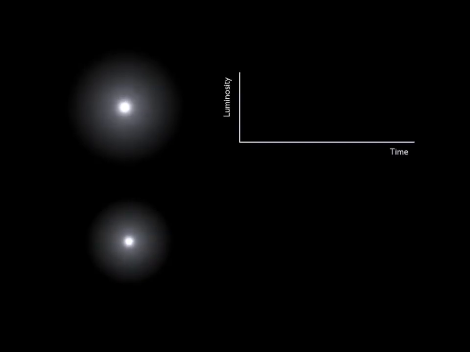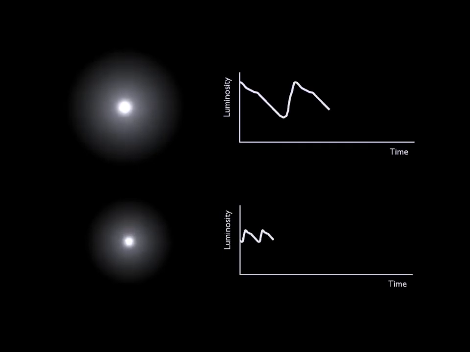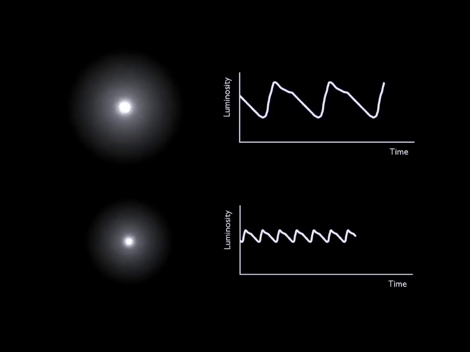I noticed a remarkable relation between the brightness of some of these variables and their periods. The brighter variables had longer periods. The fainter variables had shorter ones. The relationship was unmistakable.